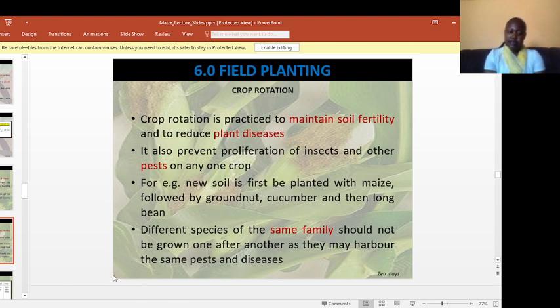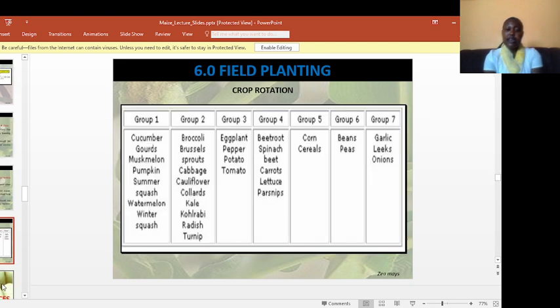and diseases. Here is a table of crop rotation. You can see here, you can plant this, you rotate with this one, the next time you rotate with these ones here: beans, garlic leaves, onions.